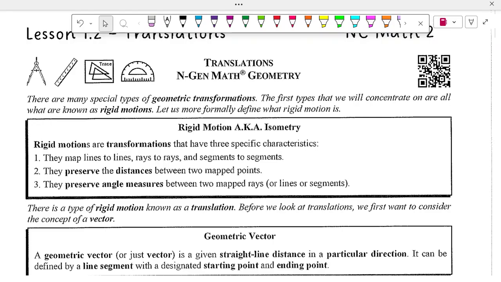Now, just to recap what that is, rigid motion is where it maps lines to lines, rays to rays, segments to segments. That's just a fancy way of saying they preserve the side lengths and they preserve the angle measures of the figure. So in other words, same shape and size. What's the word for that? Congruent.